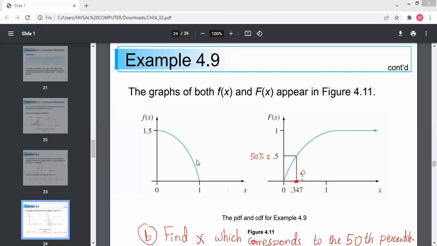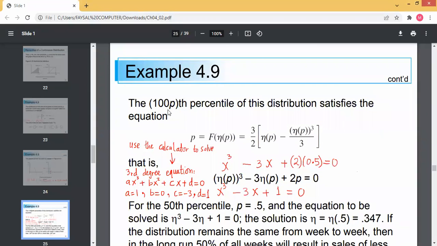This is how we find the values of the function and f of x for my given system. Let us say the question is: the 100pth percentile of this distribution satisfies this equation. Let us say this equation is given that p equals F of the percentile, P equals 3 upon 2 np minus np cube divided by 3.